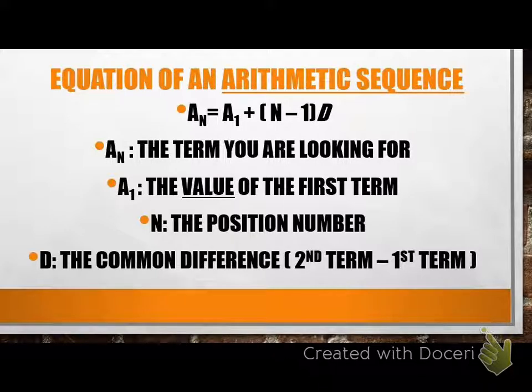So which term or which number are they looking for when they say a sub 1? The first one. It's the value of the first term. So let that be easy. What's the first number in your list? That is your a sub 1.